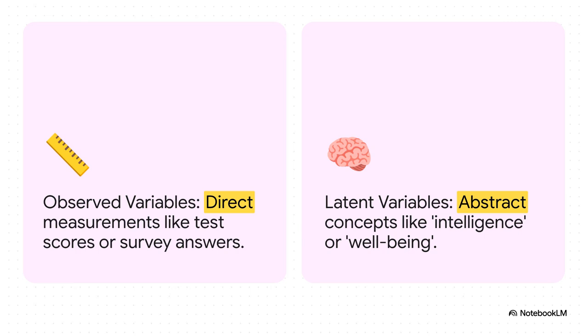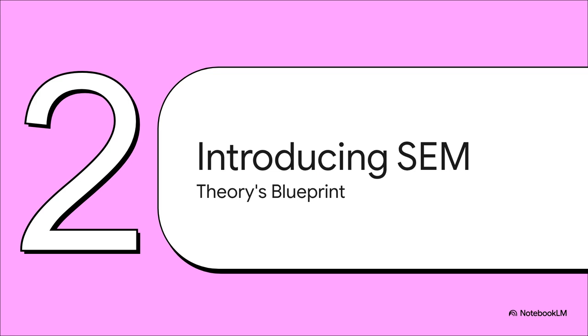Okay, so this right here is the absolute core of the whole thing. On one hand, you've got observed variables. These are the things we can actually count and measure. Test scores, answers to a survey question. But on the other hand, you have latent variables. These are the big abstract ideas we actually care about, like intelligence or well-being. The entire game is about using what we can see to understand what we can't. So, how in the world do we bridge that gap? How do we take our big ideas about the unseeable world and actually test them like a real science?